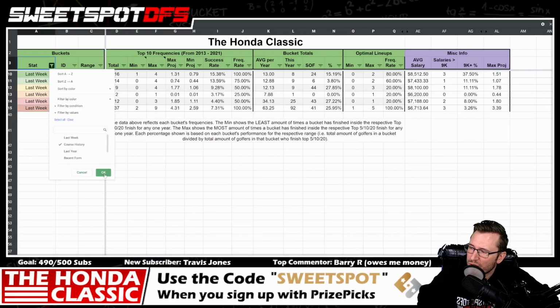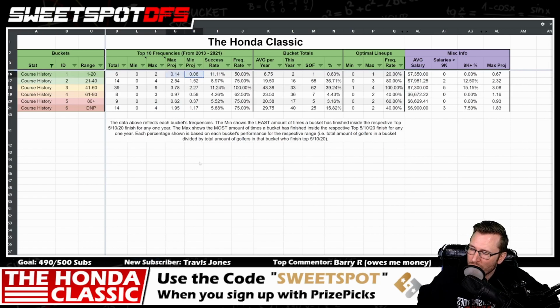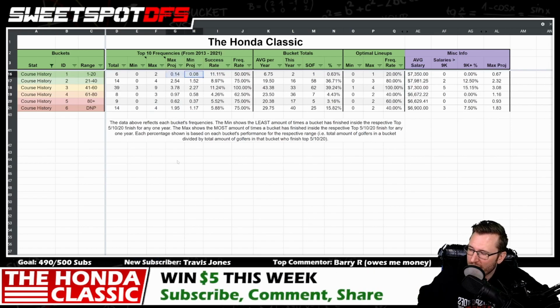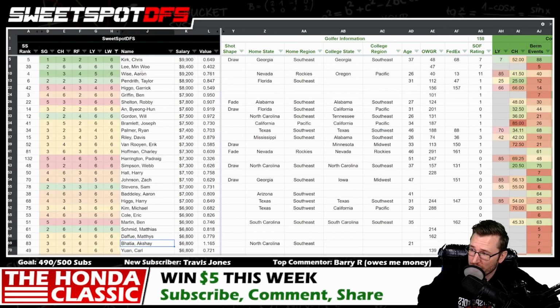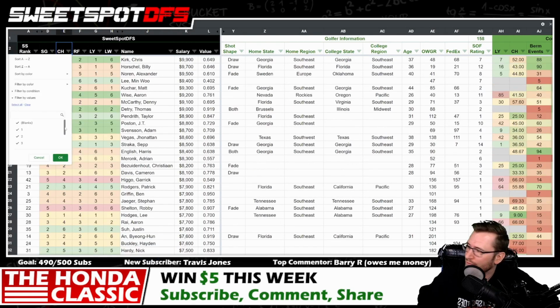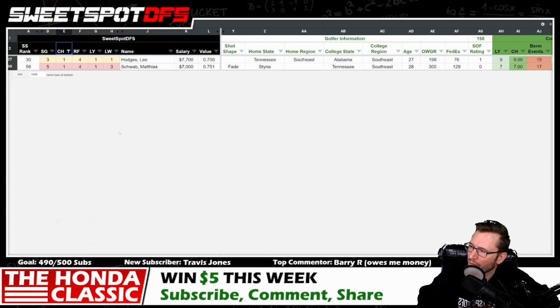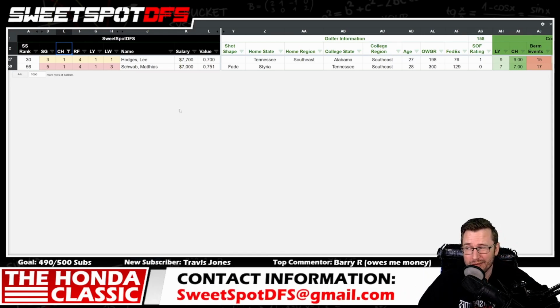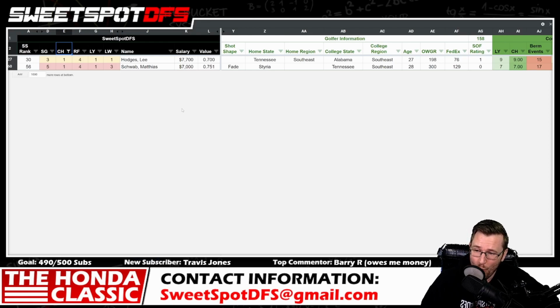Moving into our course history buckets. Course history 1, 0 to 1. But of course, 2-point buffer means 0 to 2. We have 2 golfers in that bucket. Curious to know who these ones are. Lee Hodges and Matthias Schwab. Well, I wouldn't mind playing either of them, but I'm going to cap this at 1. Their top 20 finishes last year were their first times playing the event. So that's why. Play with caution, 0 to 1.